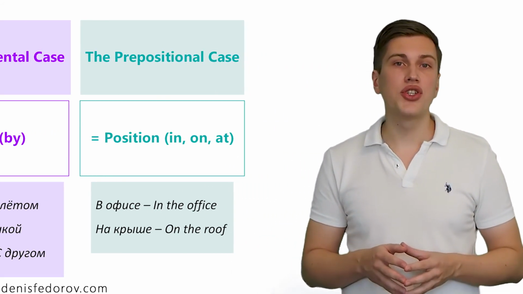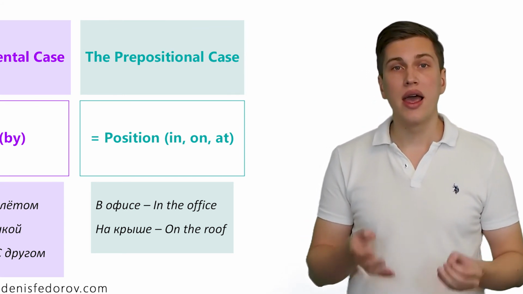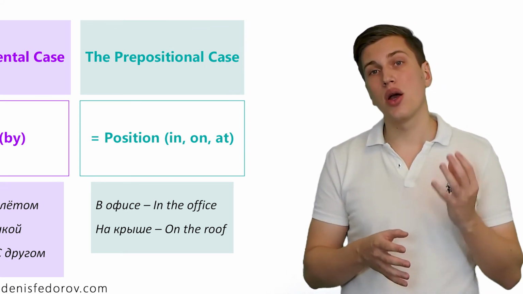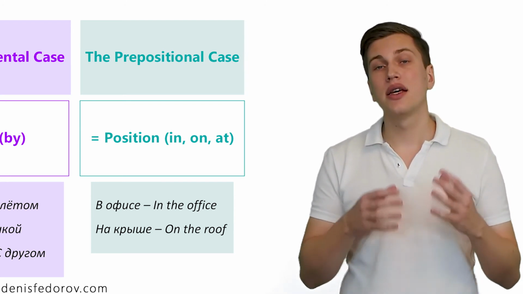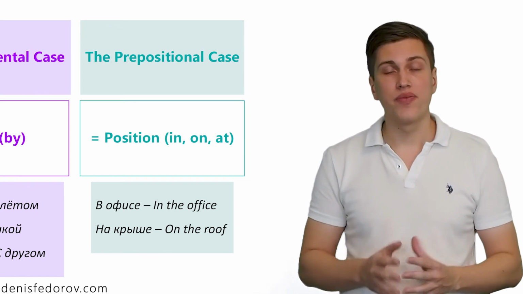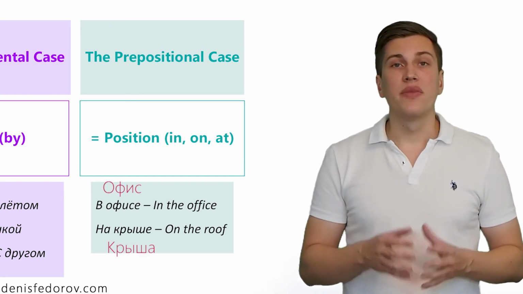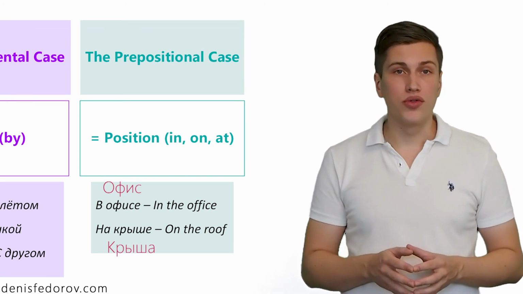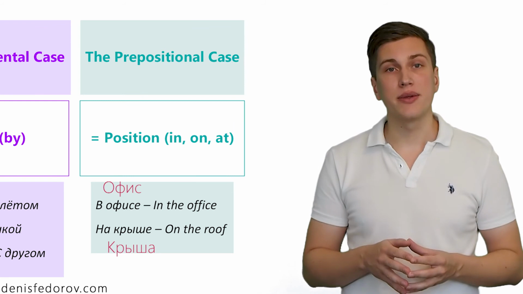The last, prepositional case is used in phrases which indicate position, and specifically with the Russian prepositions в, in, at, and на, on, at. В офисе, in the office. На крыше, on the roof. These are the examples of the prepositional case.